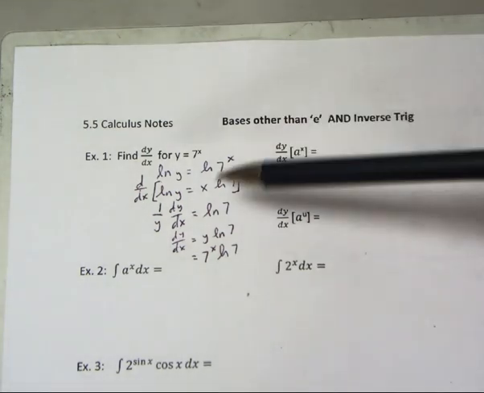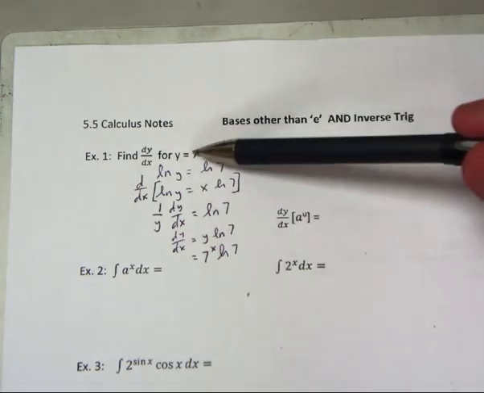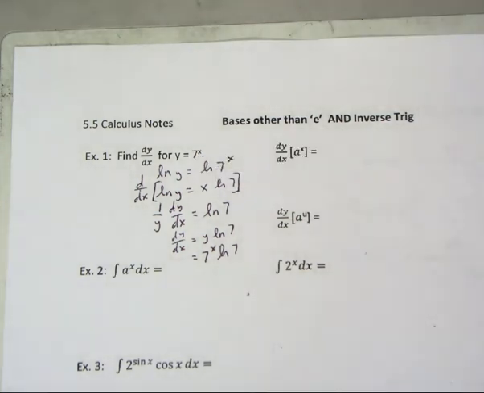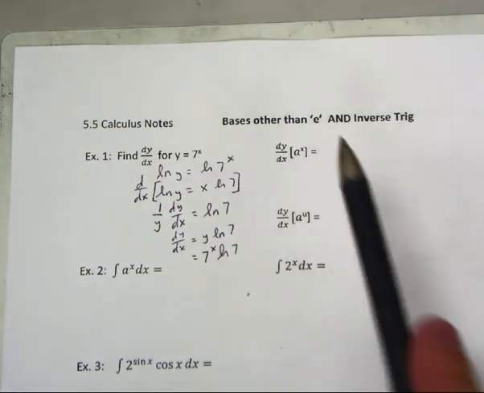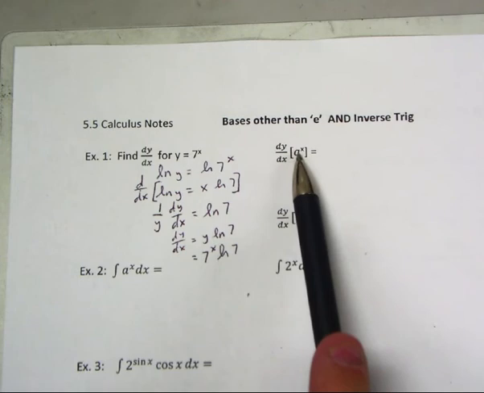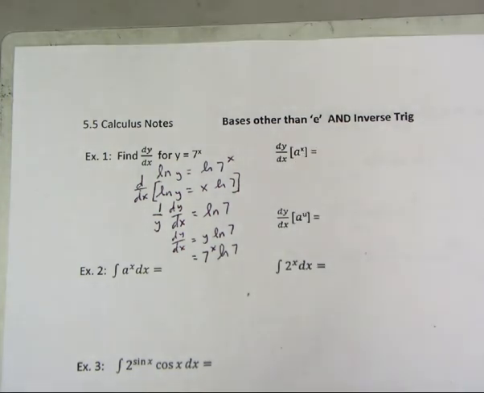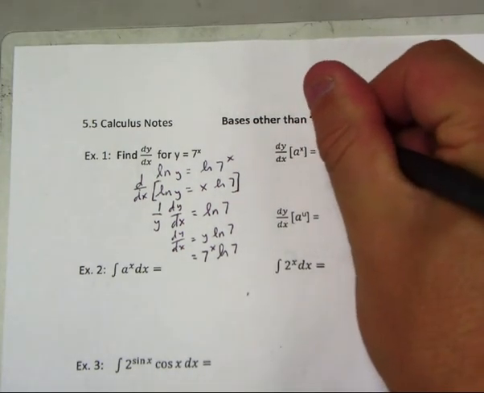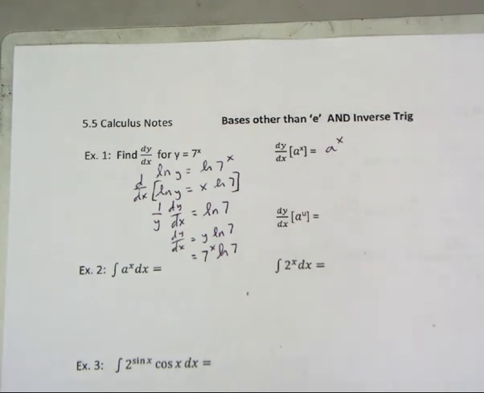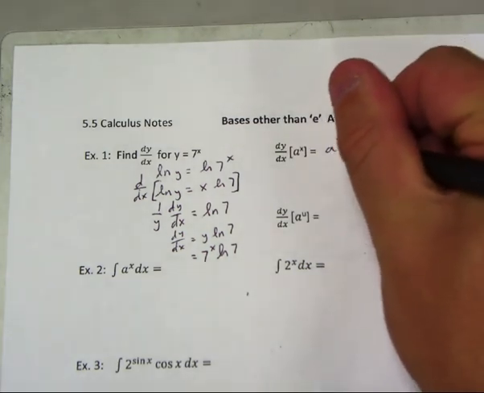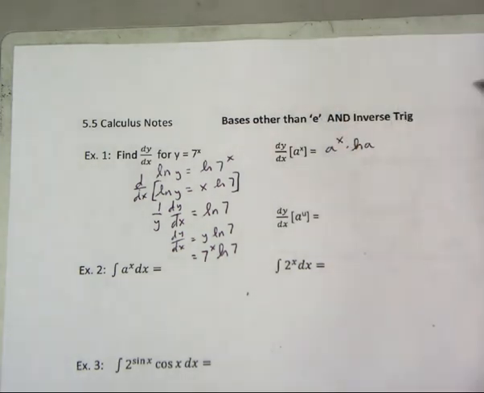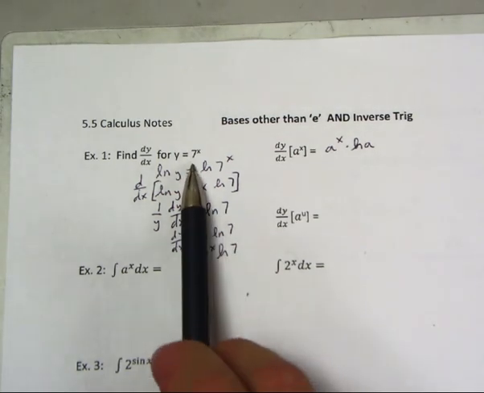So you could go through that process anytime you're dealing with exponents. This is a process that is available to you, but this is also a rule we can just memorize. If we are taking the derivative of an exponential function, then it is the exponential function itself. Just like the derivative of e to the x is e to the x, the derivative of a to the x is a to the x, and then we have to multiply by natural log of the base, which is what happened here. We multiplied by the natural log of 7.